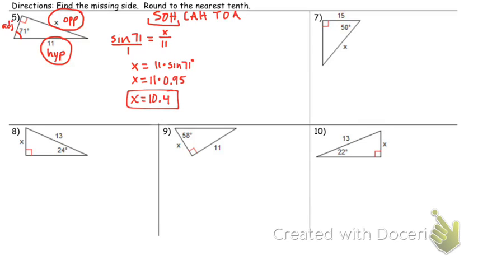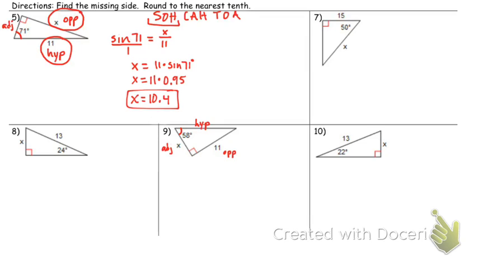Okay, let's do number 10. Actually, not number 10. Let's do number 9. Okay, so number 9, we want to label first, but let's choose our chosen angle. So if you look at number 9, our chosen angle is 58 degrees, which is this guy right here. Now, if we know that, we can label. Across from my 90 is my hypotenuse. Across from my chosen angle is my opposite. And then the last guy is my adjacent.